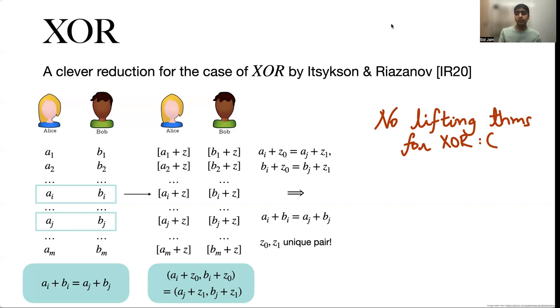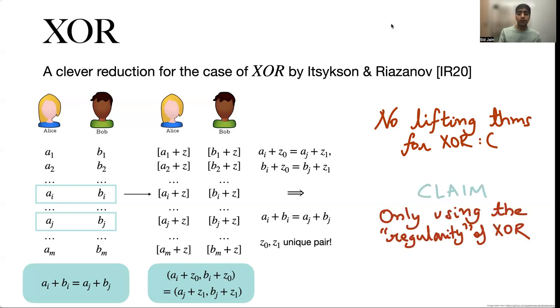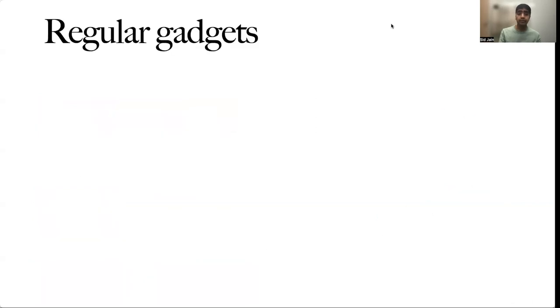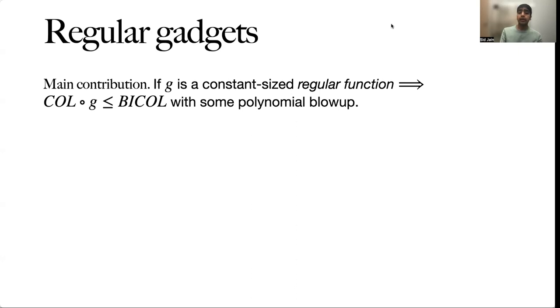But the claim here is that we're not really using the full power of XOR in our reduction. All we really need is some properties that we call regularity. So with that in mind, let's discuss regular gadgets. To preface, our main contribution is that if G is a constant size regular function, which we use as a gadget to compose with the collision problem, we can reduce to bipartite collision with some polynomial blow-up.